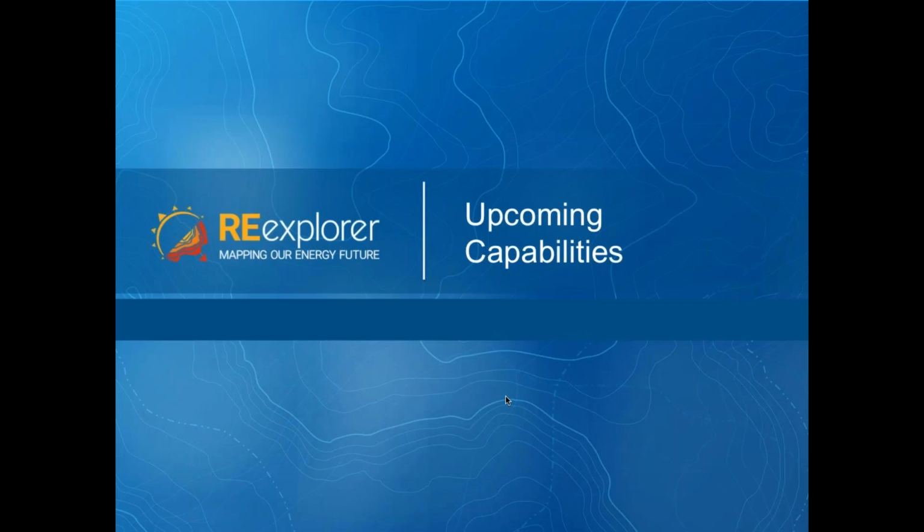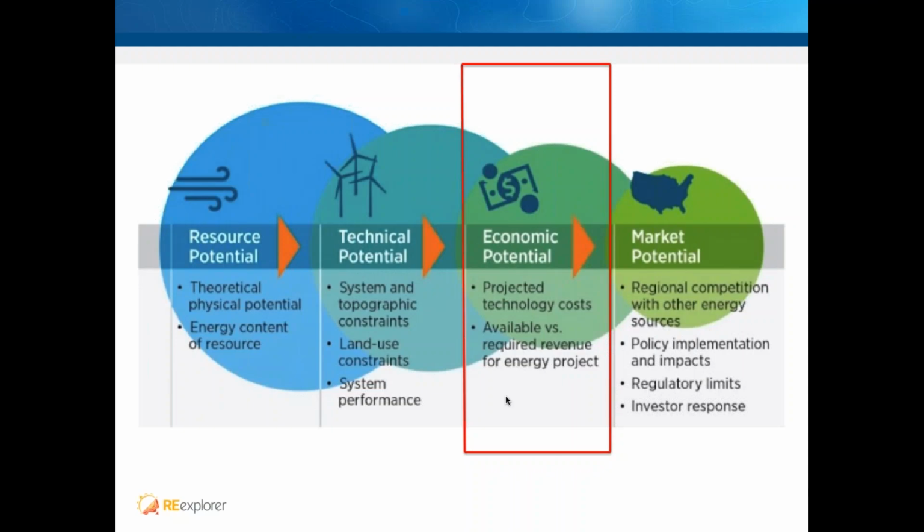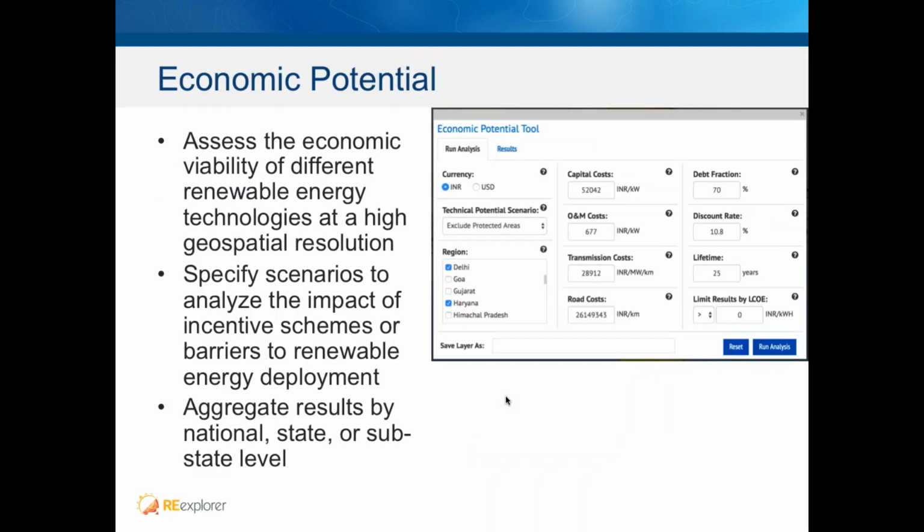Now I'm going to move on and talk about some of the upcoming capabilities we have in the READY platform. Like I just showed with technical potential, another step further along in the progression of potential is economic potential. The economic potential tool will allow users to assess the economic viability of different renewable energy technologies at a high geospatial resolution. You can specify the scenarios to analyze impact of incentive schemes or barriers to renewable energy deployment.